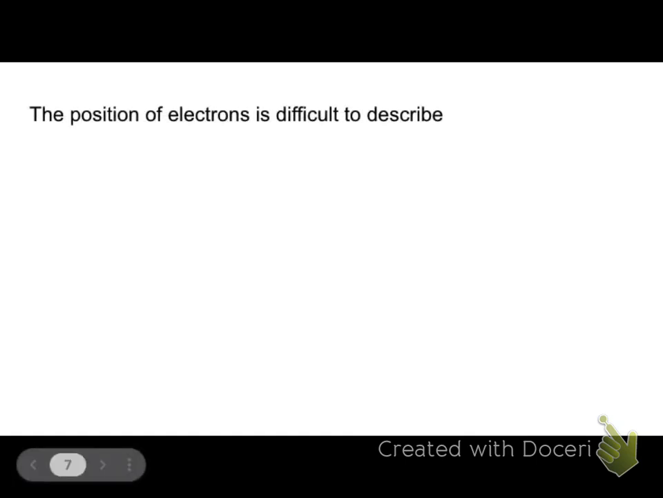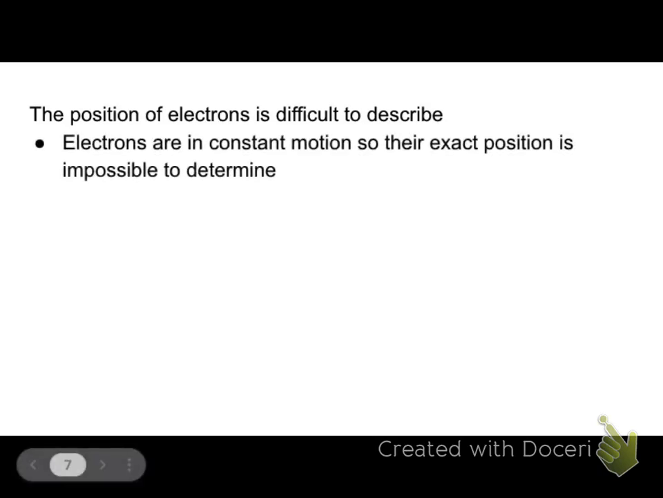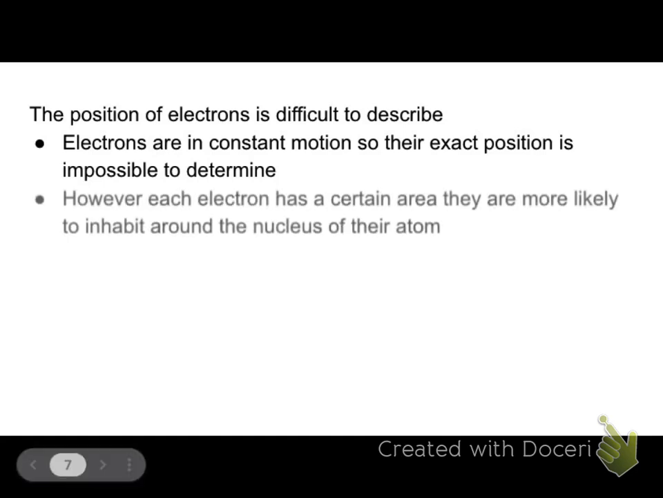The position of electrons around the nucleus is difficult to describe. We think of them as an electron cloud because it is very difficult to pinpoint where they are. They are in constant motion. They're never sitting still in one location. So just like it would be difficult to describe the location of someone who was continuously running around a football field, it's difficult to describe the motion of electrons because they are always moving.